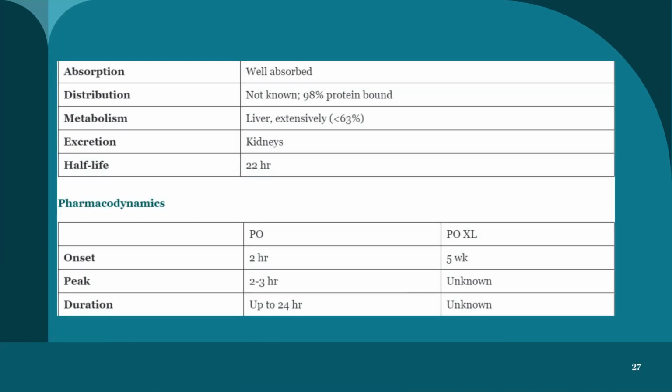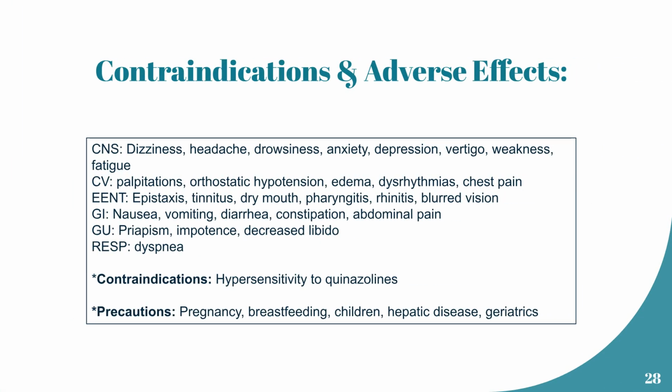Moving on to doxazosin. Doxazosin, or Cardura, is a peripherally acting anti-adrenergic. It is an antihypertensive that also decreases symptoms of BPH by blocking alpha-1 adrenergic receptors, which relaxes smooth muscle in the bladder neck and prostate. It's used for hypertension and BPH.